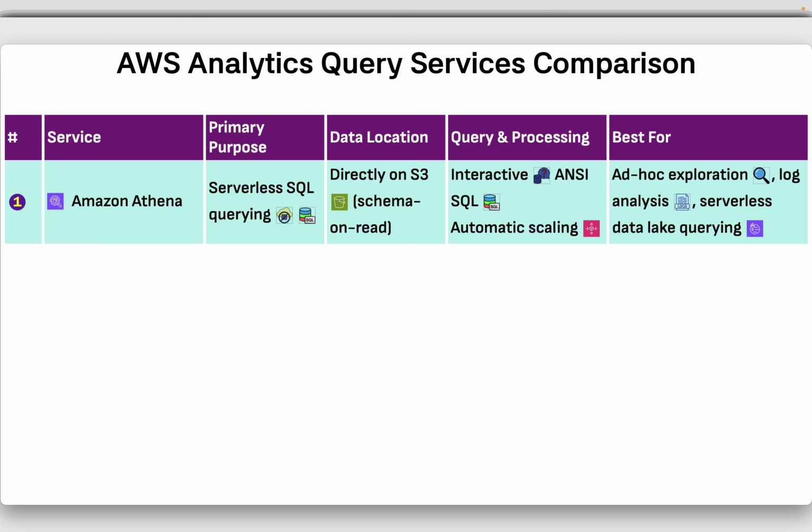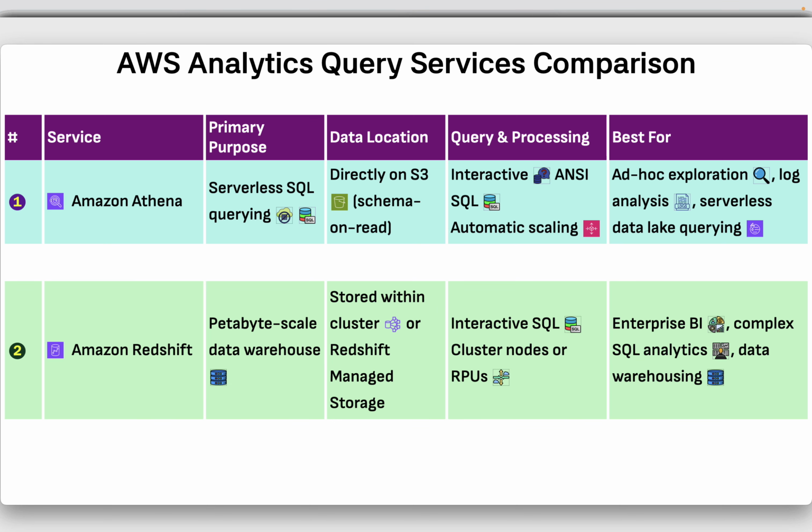Query and processing: interactive ANSI SQL. Scaling is automatic because it's totally serverless, and best for ad hoc. Ad hoc means whenever there is demand, you just do an exploration. You don't keep it running all the time. Log analysis, serverless data lake querying.